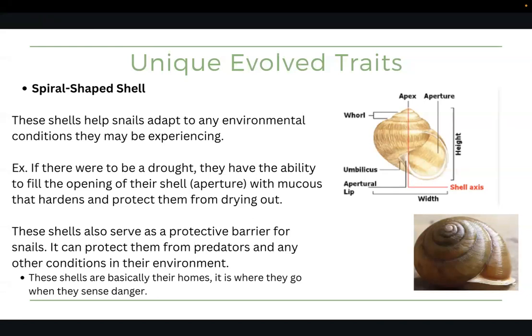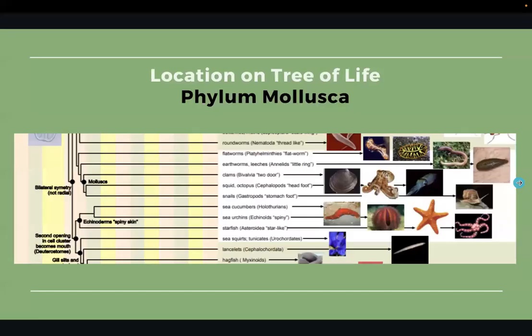These shells also serve as a protective barrier for snails, and it can protect them from predators and any other conditions in the environment. So these shells are basically their homes, and it is where they go when they sense danger. As for the location on the tree of life, they are under the phylum Mollusca.